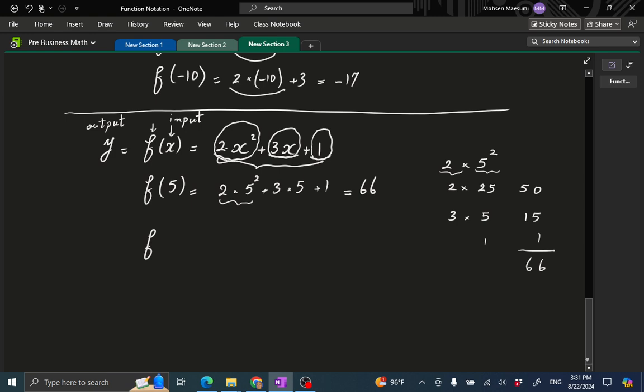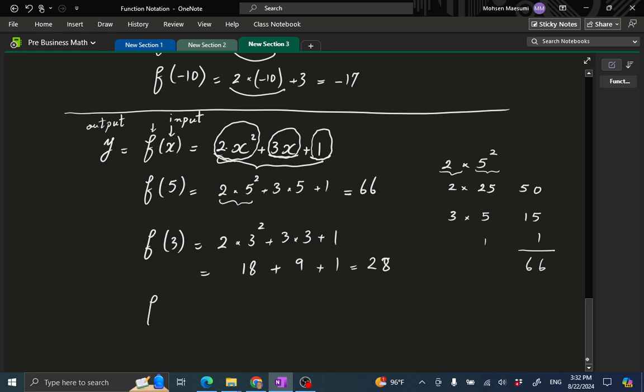So you say f of 3. So what is that? 2 times 3 squared plus 3 times 3 plus 1. So we learned square first, times 2. 3 squared is 9, times 2 is 18. 3 times 3 is 9, and 18 plus 9 is 27, and 1 is 28.